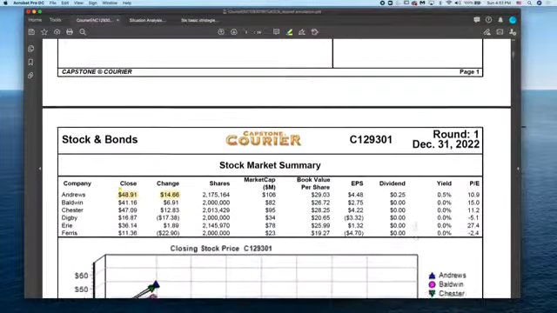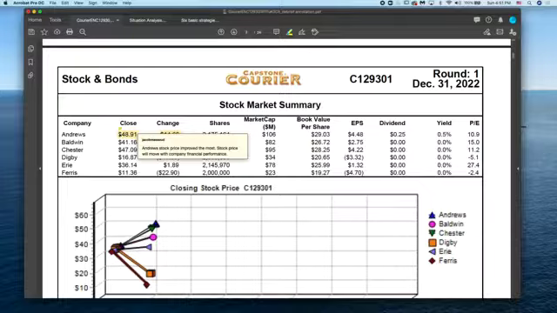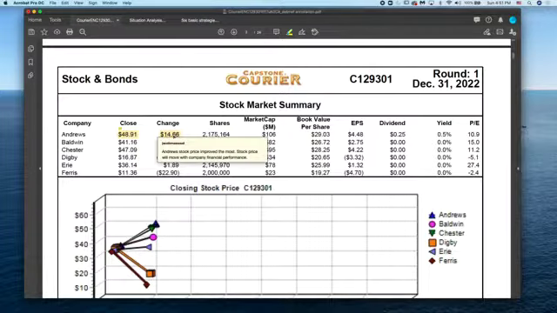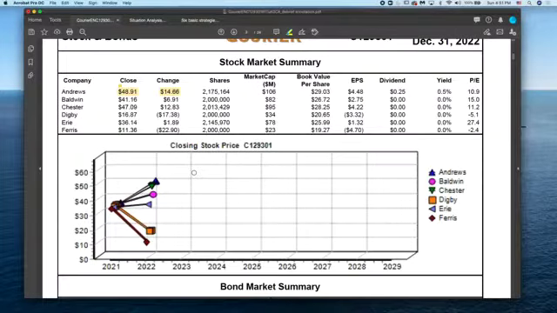Now I'm going to scroll down and just mention something real quick here. This is the stock market summary. And your stock price should move with your financial performance. If your company is performing well, your stock should go up. If your company is performing poorly, your stock will go down. And we can see that happened here. Andrews did the best this last round, and their stock price went up by $14.66. And Ferris did the worst, and their stock price dropped by $22.90. So that's something to pay attention to. You'll want that to grow over time.